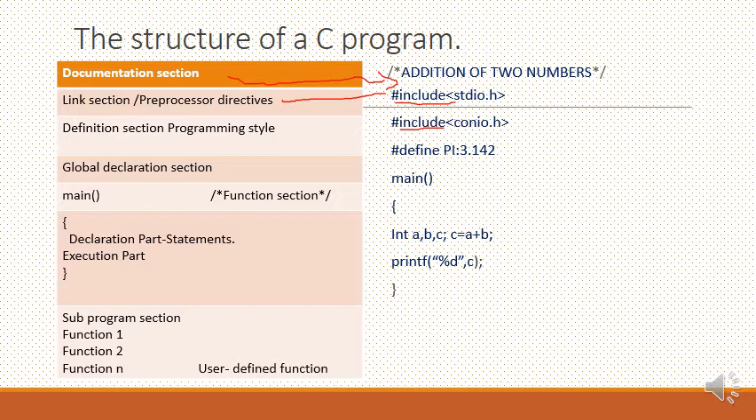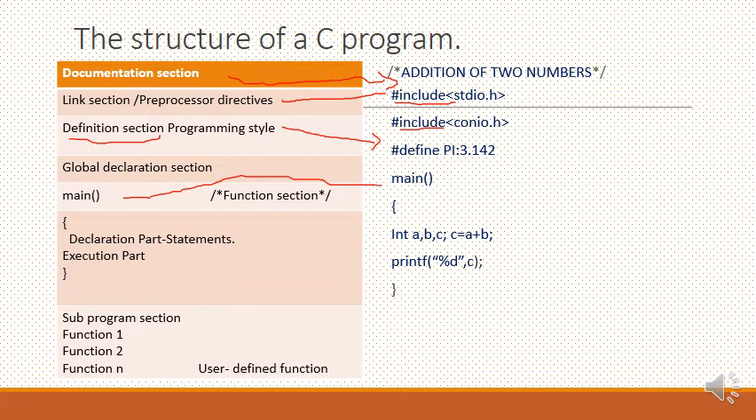And next is the definition section. If you want to define anything in your program, you can use the definition section. Next is the global declaration. Depending on the applications we use the global declaration and the subprograms. If the program needs the global declaration, we have to declare that before the main. And afterwards you are going to write the main.